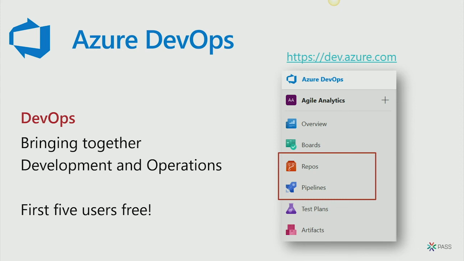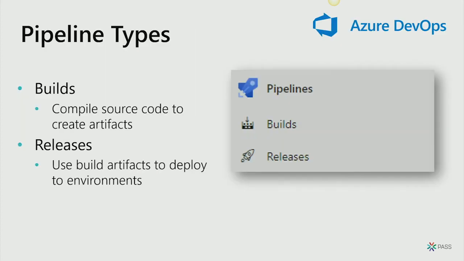I'm going to focus a little bit on the repos, but mostly on the pipeline section in Azure DevOps. Okay, so there are 2 kinds of pipelines in Azure DevOps. There are build pipelines and there are release pipelines. The purpose of build pipelines is that they compile the source code to create artifacts like that DACPack file that we saw when we did the build. And then the release pipelines are for the purposes of taking the artifacts like a DACPack file and deploying it into one or more environments and all the steps that are required for doing that.